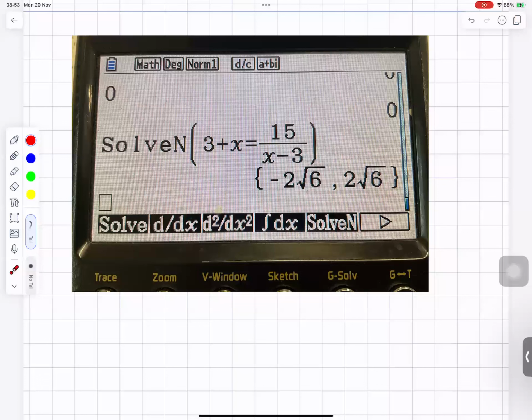And for those who have the graphics calculator, you go to a function they call solve. You put that 3 plus x, because it was 3 plus a, but we don't have a in the calculator, we use x. 3 plus x equals 15 over x. And then it would give you the two answers. So you will know what the answer is, and then you can go and show your working out.